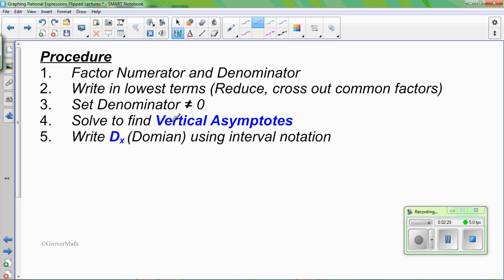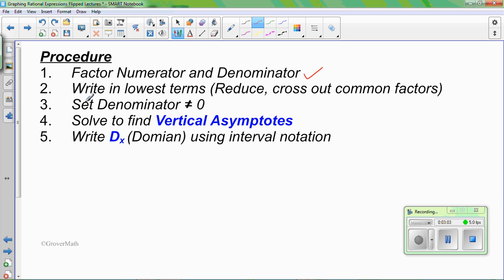The first step to graphing them is to factor the numerator and the denominator. And there's nothing fancy about that. We usually don't get too crazy with the factoring here. It's going to be a basic GCF, a trinomial, a difference of two squares, maybe a combination of the two, but the factoring is not going to get to a very crazy level. So it's going to be some basic factoring. Once you factor, you're going to write it in lowest terms. And basically what that means is if the top and the bottom have a common factor, you're going to cross it out. You're going to reduce it.